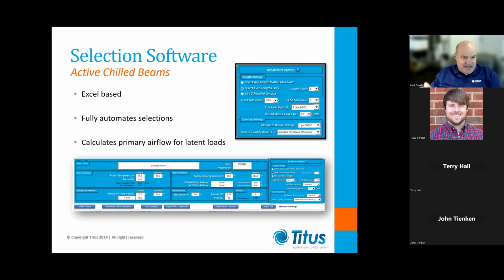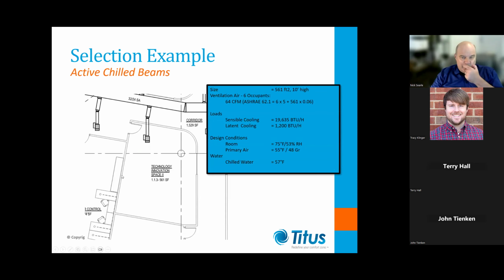So let's see if we can do an example here. This is a real example. It's a building that I worked on many years ago. It's in a university, a higher ed application, obviously a technology innovation space, 561 square feet. It's got a sensible cooling load of 20 MBH, most of that's equipment, and a latent cooling load of 1200 BTUs. The occupants here, there's 6 occupants.